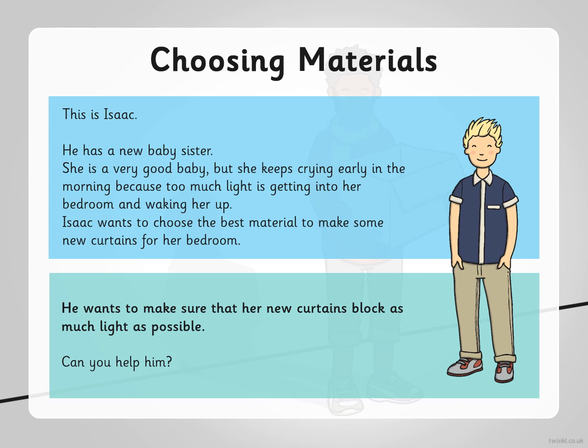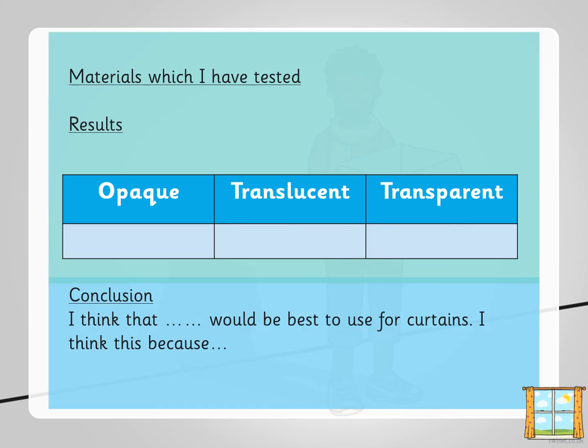What do you think? Now, what you're going to do today is you're going to find some materials around your house because you're not allowed out the house, remember? And I want you to test these to see if they are transparent, translucent, or opaque. And I want you to fill in the Google document to explain which ones are the best. Because remember, we're trying to find the best curtains, aren't we?